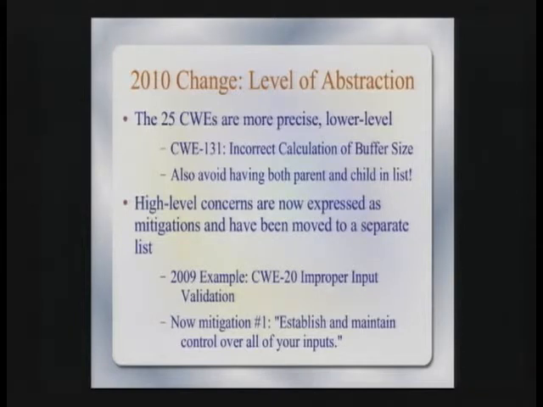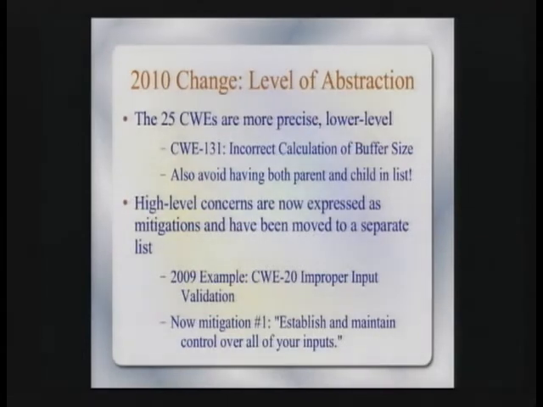We also wanted to avoid something that could happen, that is having both a parent and a child in the list. So it happened, we noticed that there were some entries that we were forced to include on the list because we didn't have a lower level CWE. So we created more CWEs to provide a consistent level of abstraction in the list.